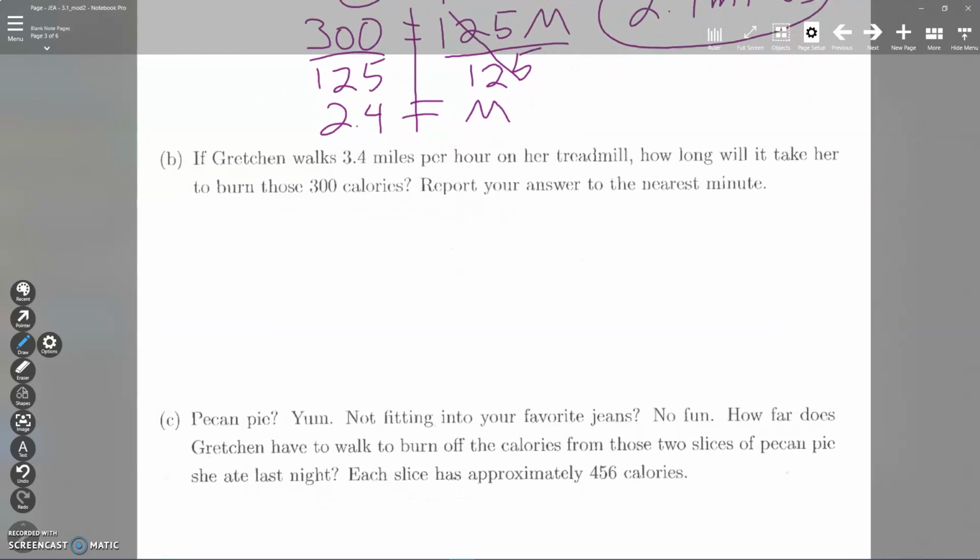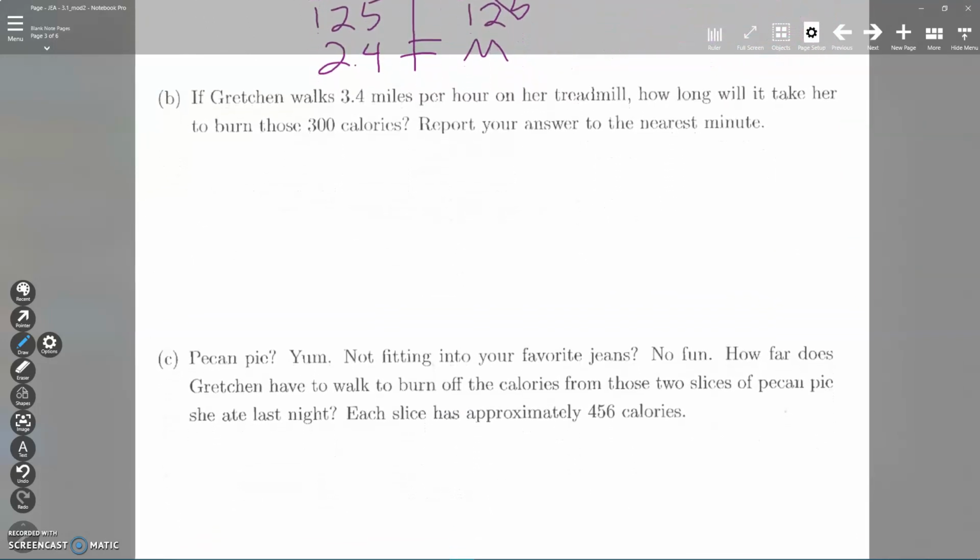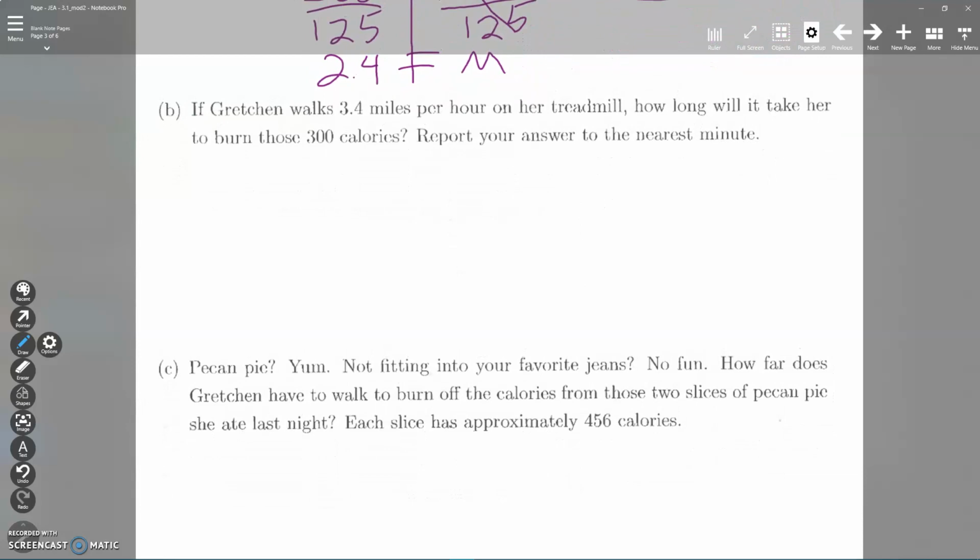Question B. There's a couple different ways we can answer question B. We're going to see if we can get through both of them here. If Gretchen walks 3.4 miles per hour on her treadmill, how long will it take her to burn those 300 calories? All right. So, how long will it take her to do that? Report your answer to the nearest minute.